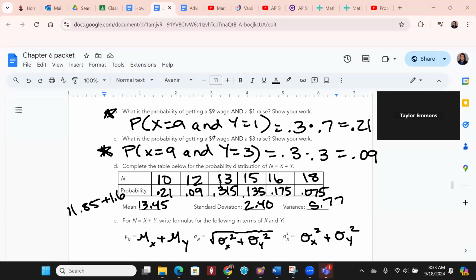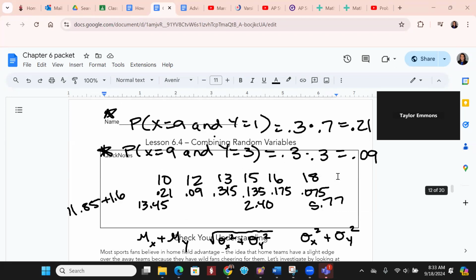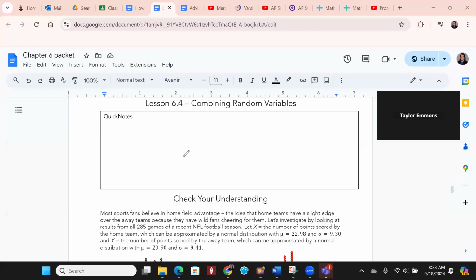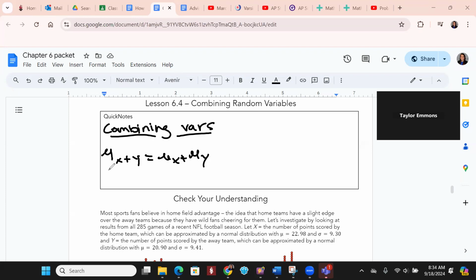Okay, let's do the quick notes. Combining random variables. We already talked about this on the front. If you're going to add means, then you're just going to find the mean of each and add them together. For standard deviation, remember, we're going to do this fancy formula of square root of standard deviation of x squared plus the standard deviation of y squared.